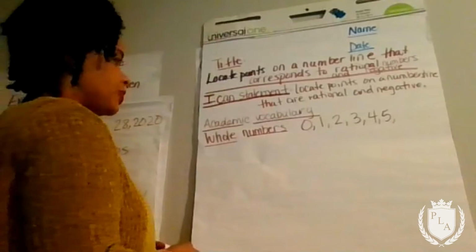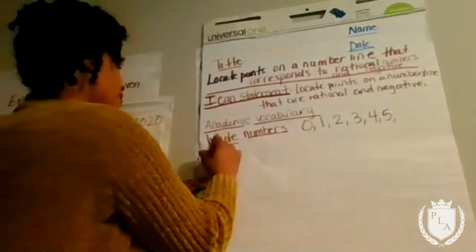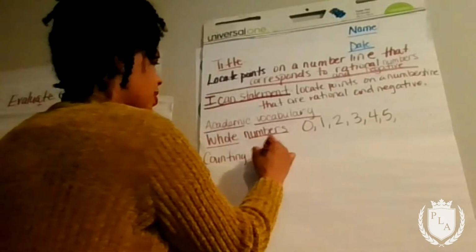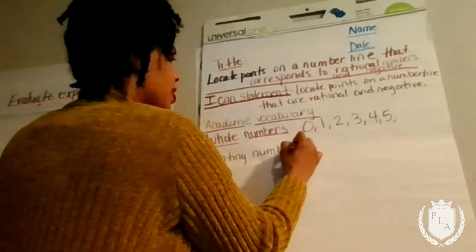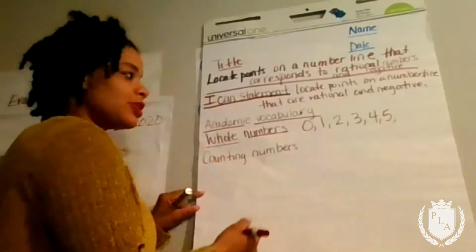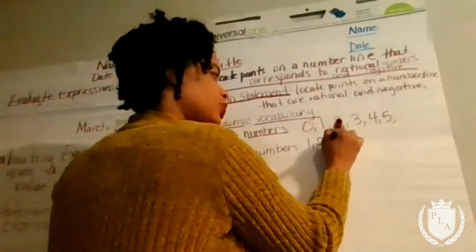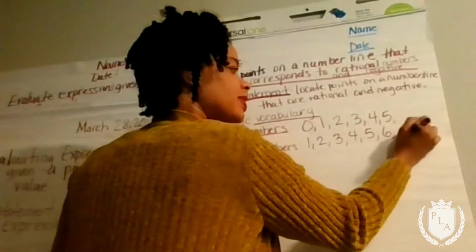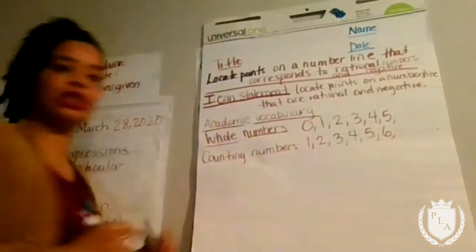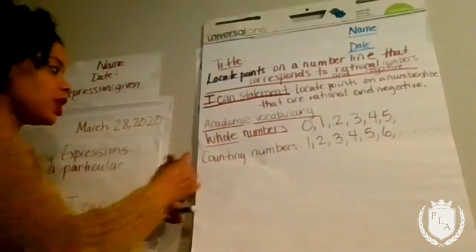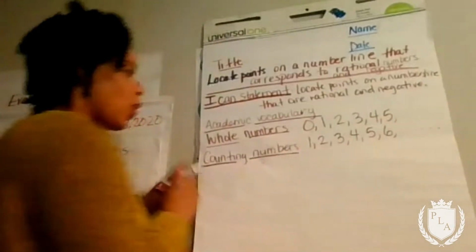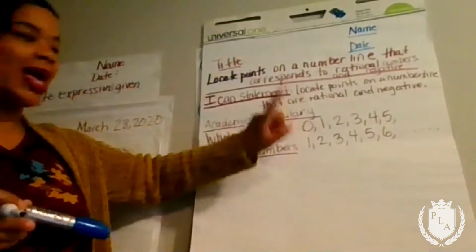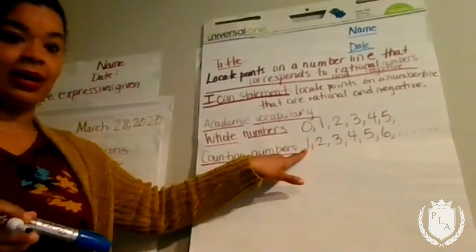Whole numbers. Then we have counting numbers. Counting numbers are numbers that start with 1, 2, 3, 4, 5, 6, and it also goes on to infinity, okay? So the difference between whole numbers and counting numbers is that whole numbers include 0 and counting numbers do not, okay?